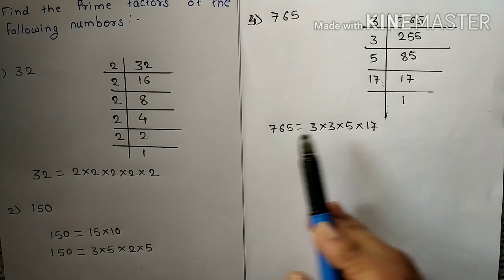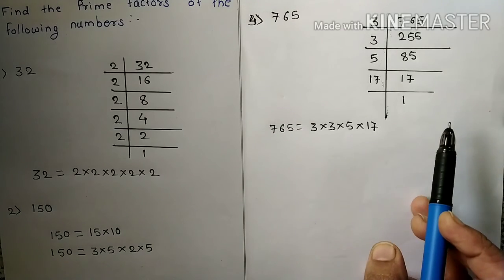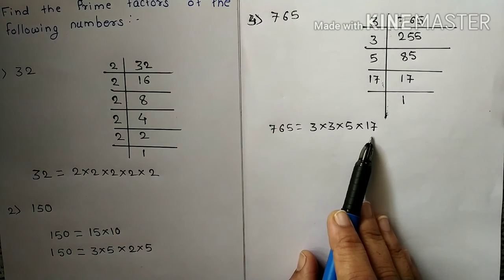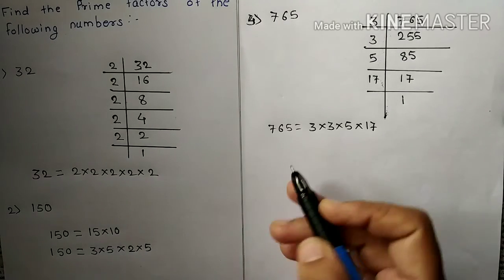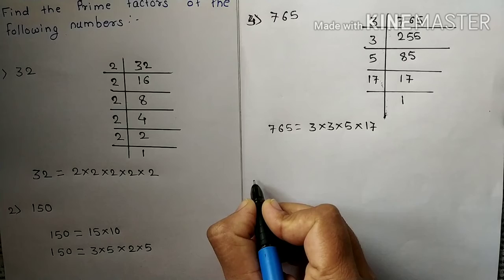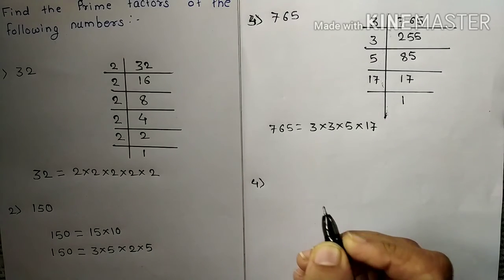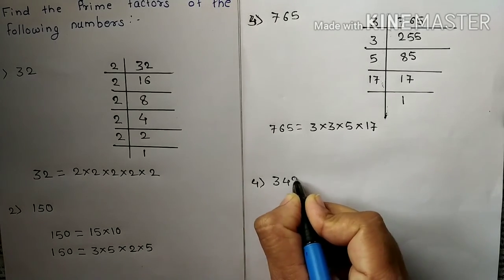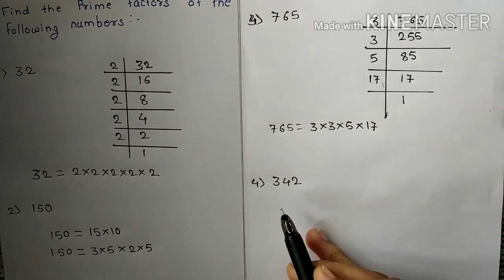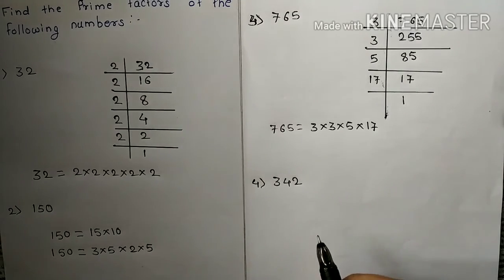You can also use horizontal arrangement. By using horizontal arrangement, you get the same prime factors. You can verify that. Now see the fourth example, that is 342. Here we have to find prime factors of 342.